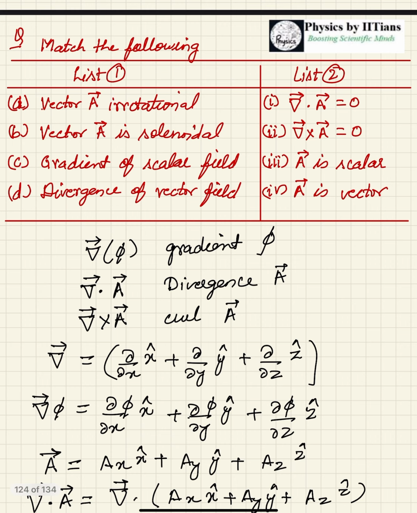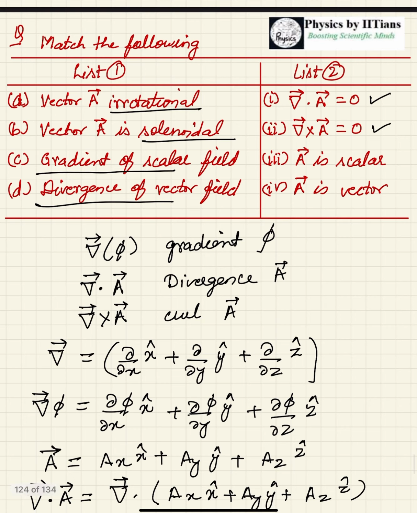तो हमारे पास एक क्वेश्चन है जिसमें हमें दो लिस्ट हैं, लिस्ट 1 और लिस्ट 2 को मैच करना है. लिस्ट 1 में हमें कुछ प्रॉपर्टीज दे रखी हैं वेक्टर की. वेक्टर A इज इरोटेशनल, वेक्टर A इज सोलेनोइडल, a gradient of the scalar field or the divergence of the vector field. And list 2 में हमारे पास फिर से कुछ टर्म्स दे रखे हैं, लाइक divergence of the vector field is 0, or the curl of the vector is 0, or A is a scalar, or you can say the vector A is a vector. So these are the lists that we have to match. Which option will match to which?